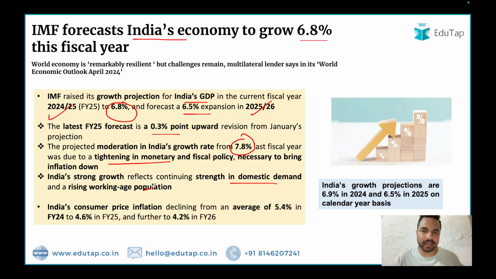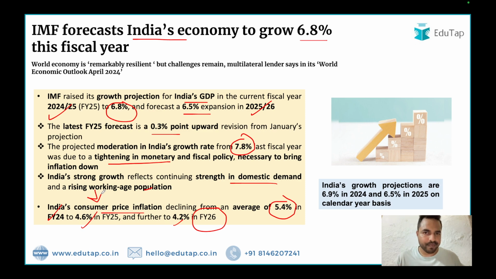Now let's move on to another important data that we are required to cover, that is India's consumer price inflation, and this is stated to decline from an average of 5.4% in fiscal year 24. From 5.4% it will reduce to 4.6% and further to 4.2% in fiscal year 26. So guys, the most important data are India's growth forecast and the other one is the consumer price inflation. Both these data are very important to be covered from the exam point of view.